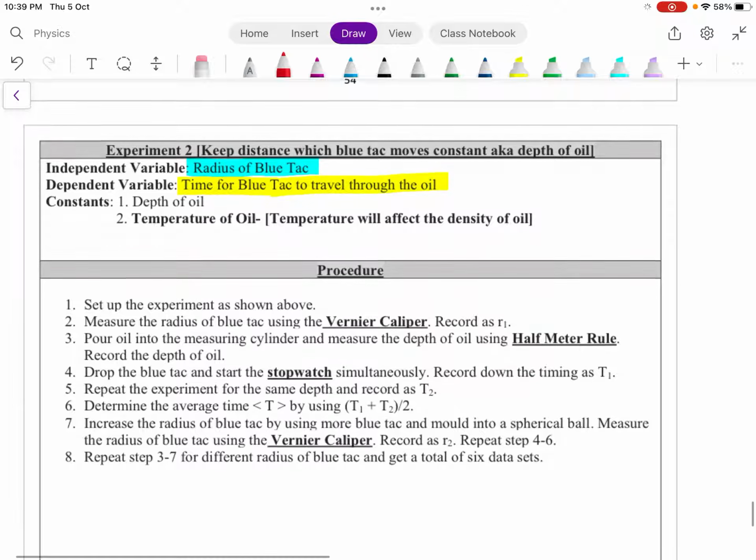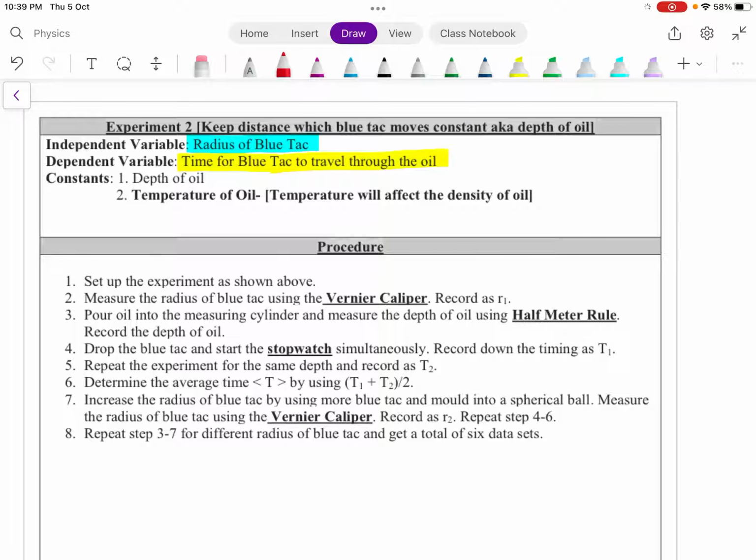Okay, so let's go to the procedure now. First, set up the experiment as shown. Second, measure the radius. Same thing, you put down the diameter using vernier calipers, record as D. Maybe I just write down: measure the diameter and record as big D, and the radius will be equal to D divided by 2. Then pour oil into the measuring cylinder and measure the depth using a half meter rule. Record the depth of the oil.